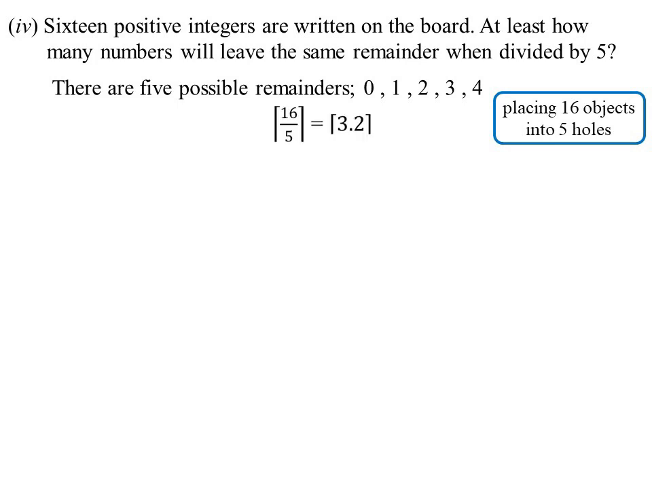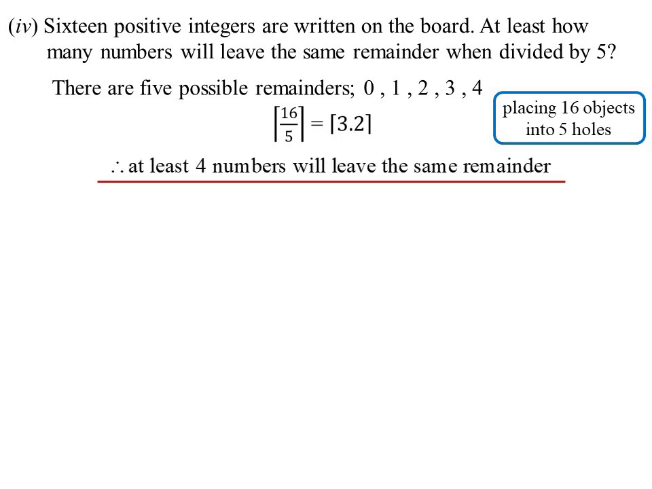So 16 objects into 5 holes, so 16 over 5. That's 3.2, but we always round up. So there must be at least 4 numbers on that board that will end up having the same remainder. We can actually do that later and see if it's right.